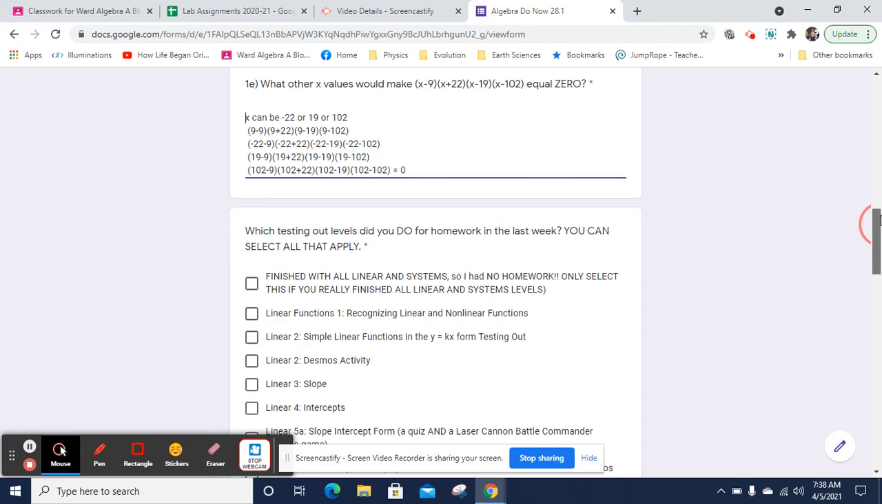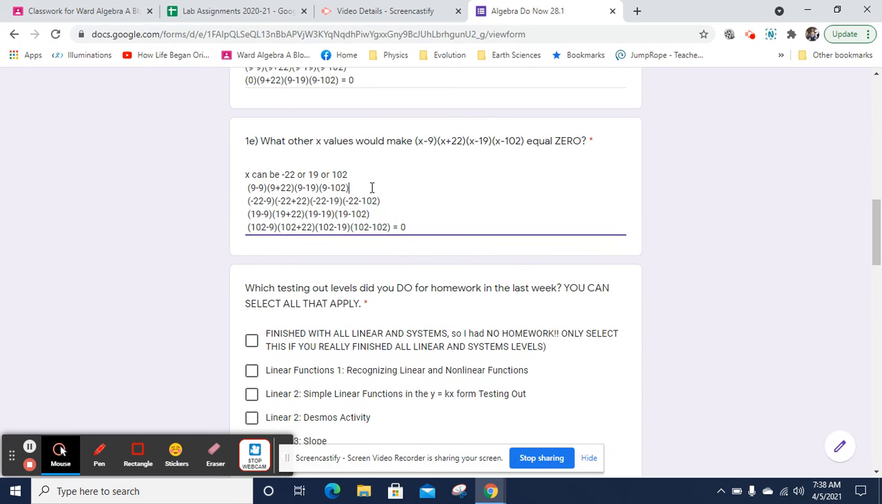Let me scroll up so you can see the whole thing. So that equals 0 because 9 minus 9 is 0, and so one of your factors is 0. This equals 0 because negative 22 plus 22 is 0, so one of your factors is 0. And this equals 0 because 19 minus 19 here is 0. And the last one equals 0 because x is 102. So if x is 102, then we've got 0.